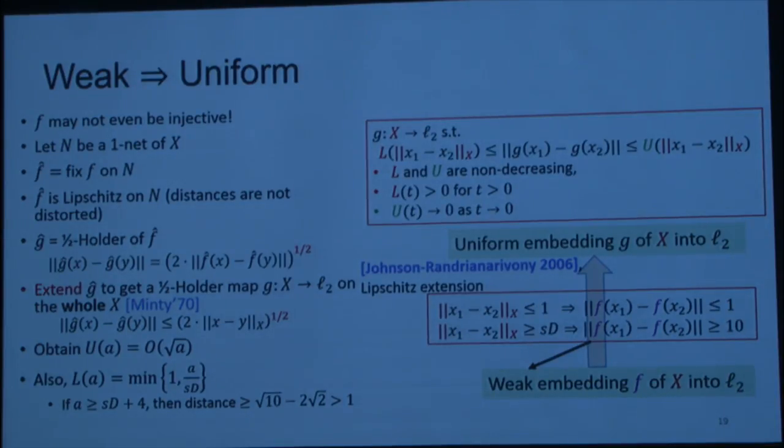So g hat of x1 minus g hat of x2 is at least g hat of x1n minus g hat of x2n, minus this distance. This distance in the original metric is at most 1. By this upper bound, it means that this image distance is at most root 2. So this is minus root 2. And again, minus this distance in the image, and by the same argument, this is another minus root 2.